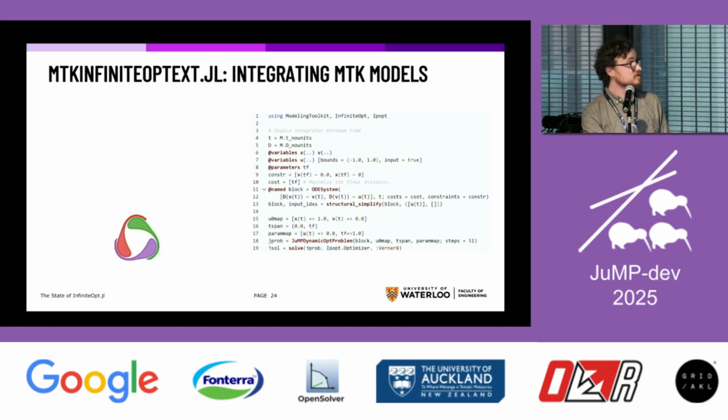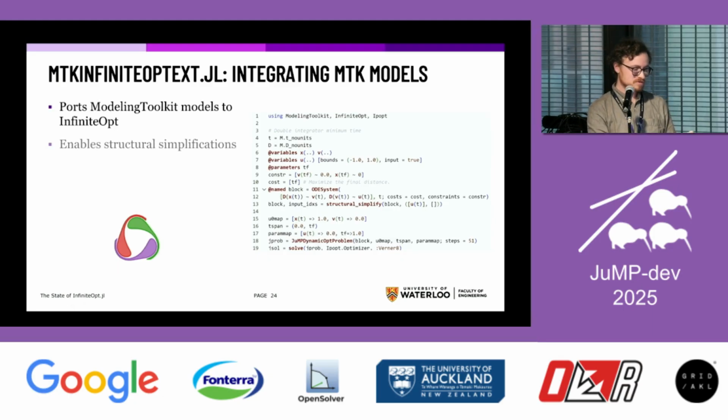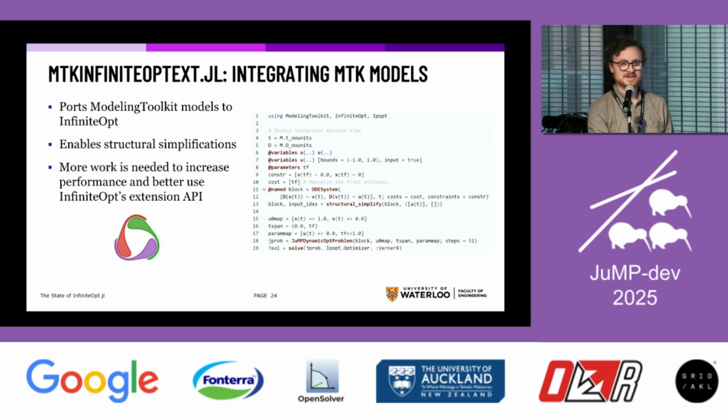And more recently, ModelingToolkit made an extension to InfiniteOpt, where you can take your model in ModelingToolkit, maybe do a structural simplify, and then pass that on to InfiniteOpt, which they call a JuMP dynamic problem, but it's InfiniteOpt. And so that's kind of cool. There are a few little quirks of the interface we need to work with them to improve. They didn't really consult me when they made the interface. We need to fix a few things, but it's cool to see other environments starting to use InfiniteOpt as well.